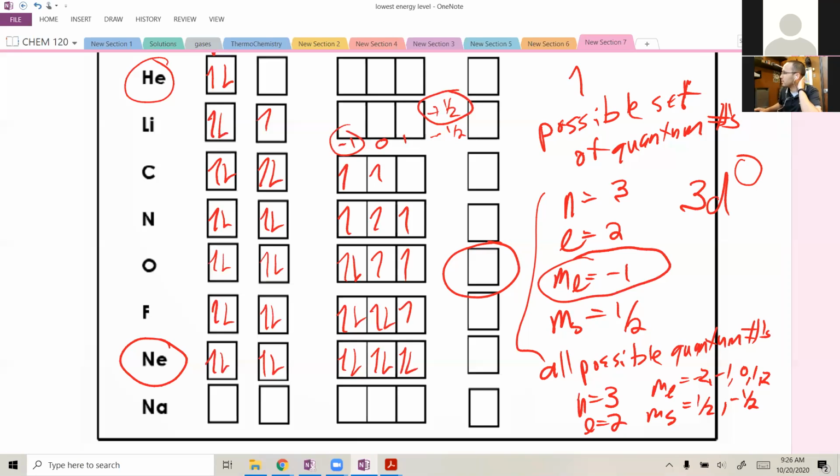Wait, your script L is 2. Isn't that supposed to be P? So 0 is S, 1 is P, 2 is D. Right, so it always starts with 0. Yeah, sorry. No problem.